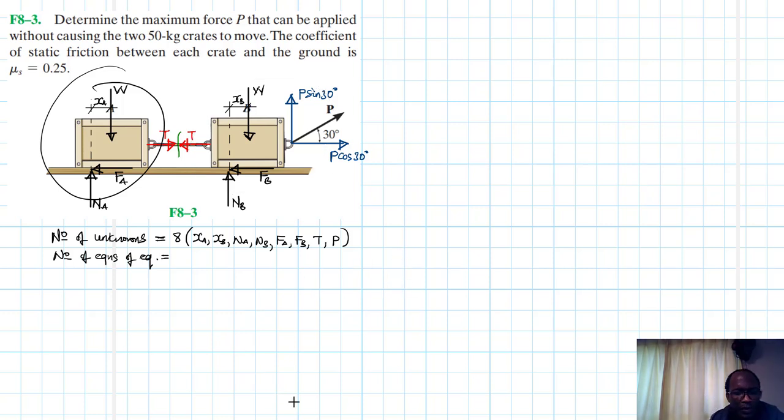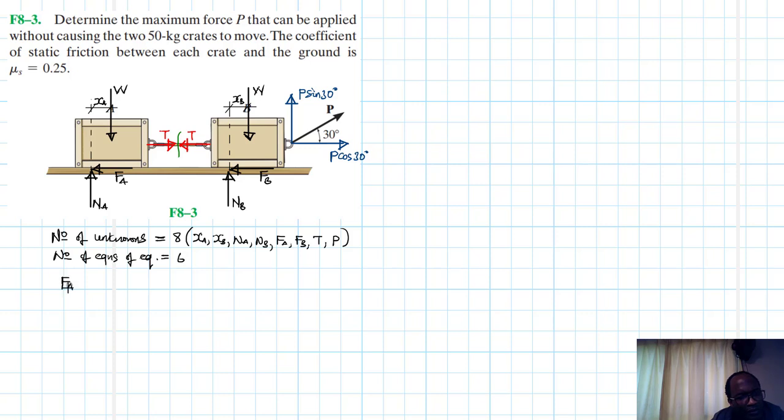Okay. So in total how many? In total we have 6. So we are short of how many? 2. We can only solve the number of unknowns when the number of equations are equal to the number of unknowns. So we need to invoke 2 more equations here.